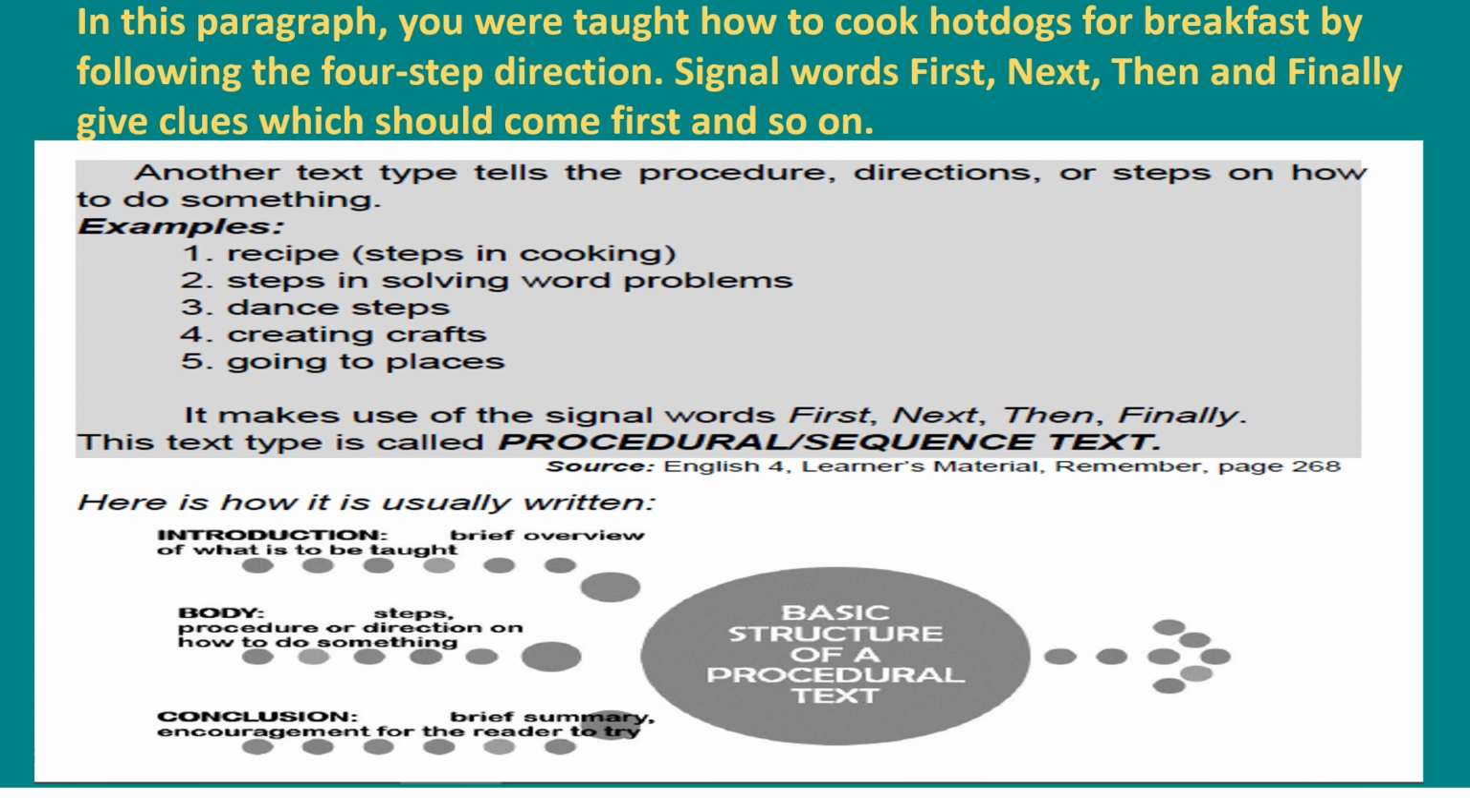Here is how it is usually written. There's an introduction, a brief overview of what is to be taught; the body, steps, procedure, direction on how to do something; and the conclusion, a brief summary or encouragement for the reader. This is the basic structure of a procedural text.